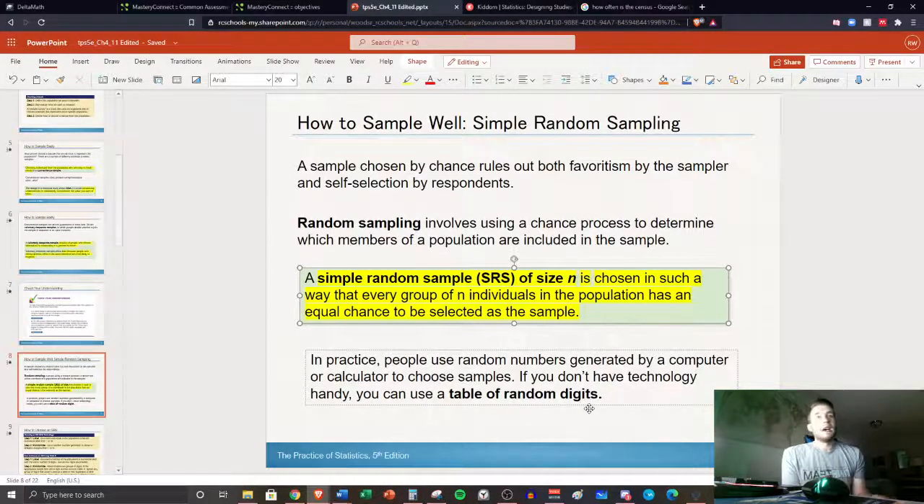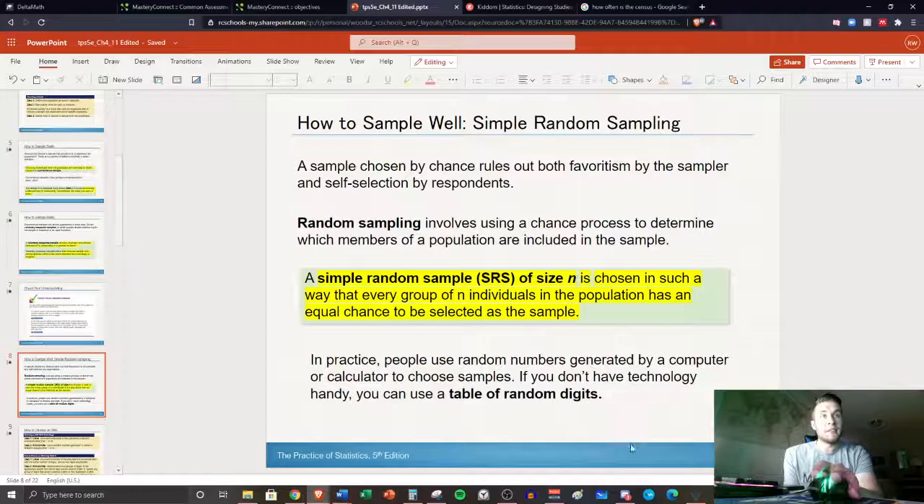So you've probably seen this with drawing names from a hat, different things like that. But we're going to be practicing, and we're getting pretty close to finishing here. In practice, people should use random numbers generated by a computer or a calculator to choose samples. If you don't have technology handy, you can use what's called a table of random digits. And that's what we're going to do to start this off. And then we will be using a calculator to do the other part of it.